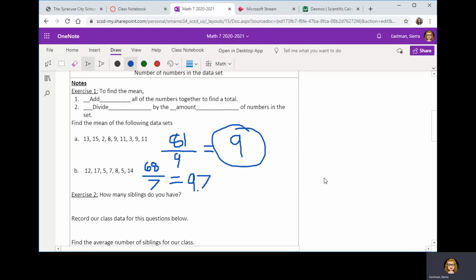Okay, so this is kind of like what we were doing with our medians. Remember, if we had 2 middle numbers, we would have to add them together and divide by 2. That was taking the average. And so now we're doing that same thing with the full set to find the full mean of that data set.